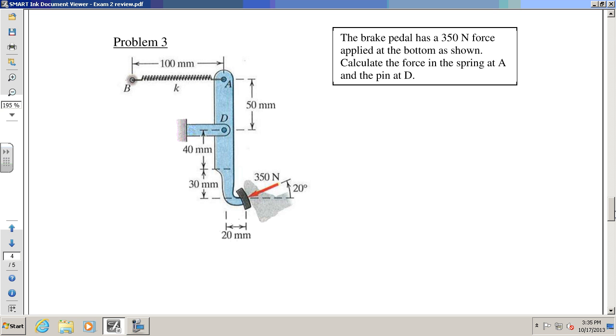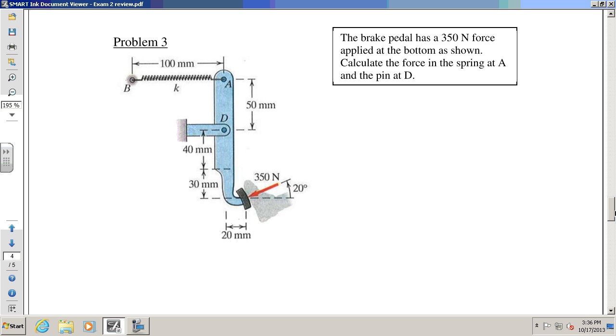In fact, you read the problem, it says the brake pedal has a 350 Newton force applied at the bottom as shown. Calculate the force in the spring at A and the pin at D. So what you've got there is just a force in the spring, so it doesn't really matter that it's a spring. It doesn't have anything to do with the problem. You don't have to use any spring equations or anything like that.